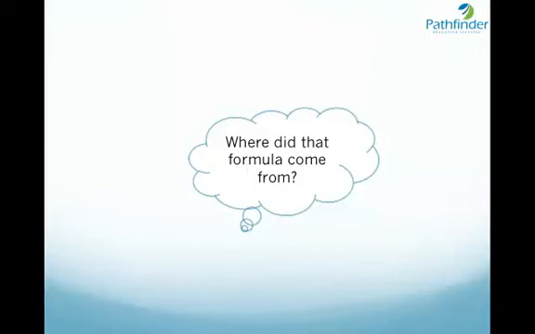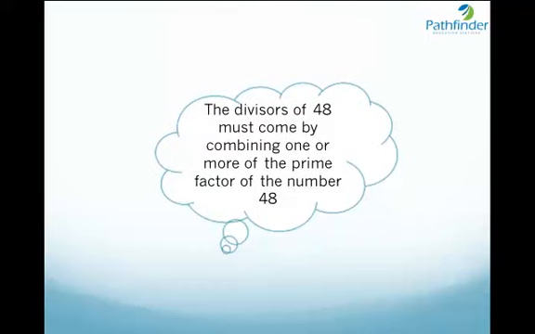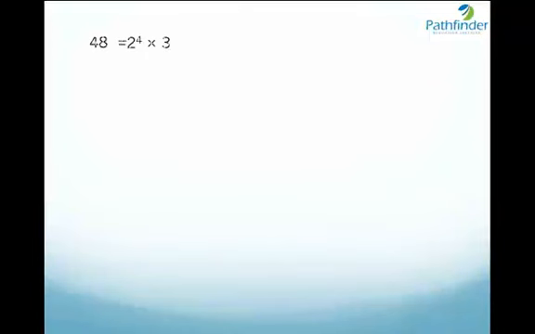Now where did that formula come from? See, this is a very important point to note, that how the divisors of 48 are made. The divisors of the number 48 must come from its prime factors, and therefore we can say that the divisors of 48 must come by combining one or more of the prime factors of the number 48. Once again, we write the prime factors of 48. 48 is equal to 2 to the power 4 multiplied by 3. So we see there are 4 2's and 1 3 in the prime factorization of 48.